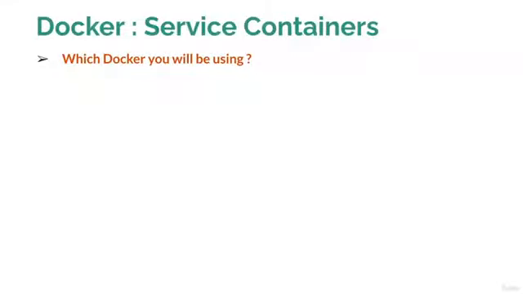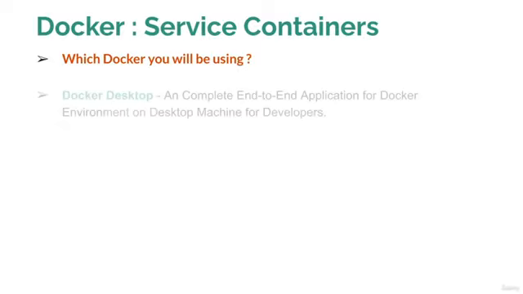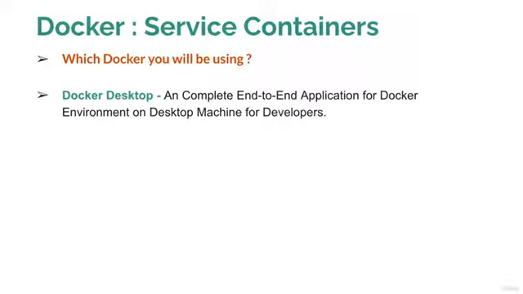Very first, whenever you are going to start with Docker, the first question is which Docker you will be using. There are multiple flavors available and we need to decide which is suitable for us. Majorly there are two things to consider while installing Docker, and the first is Docker Desktop. Docker Desktop is a complete end-to-end application for the Docker environment on a desktop machine for developers. It is only suitable for local, desktop installation.